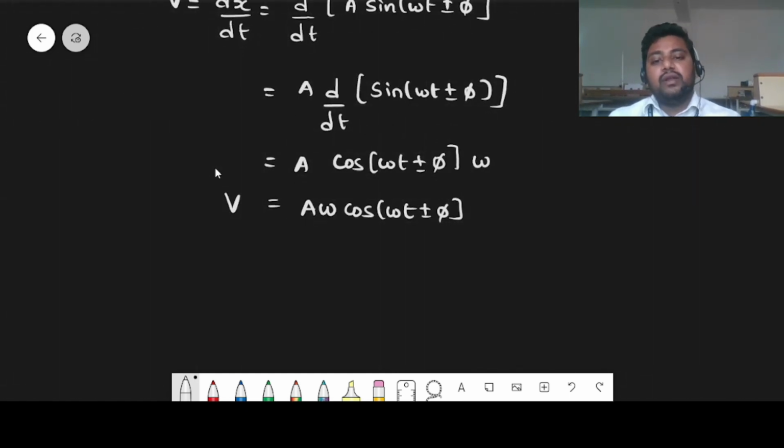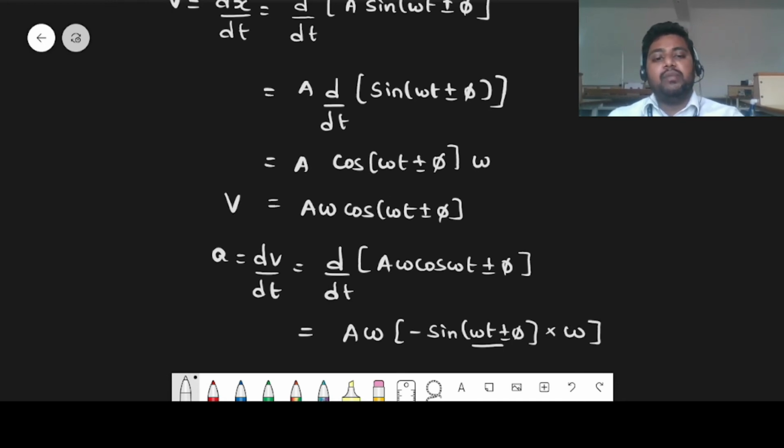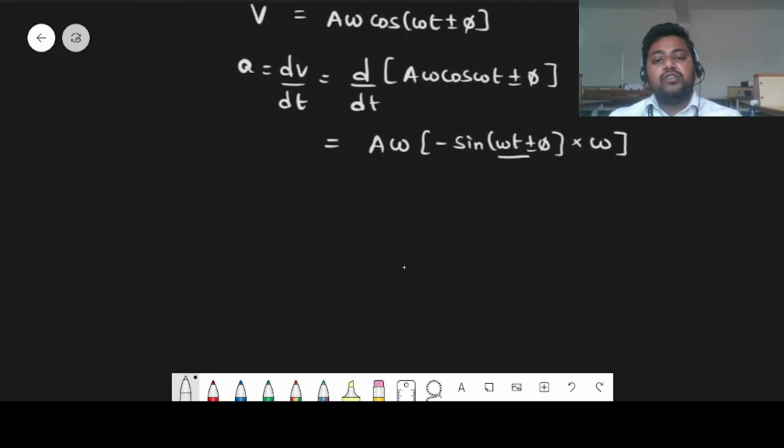If you are further trying to analyze the acceleration, acceleration is dv by dt. So if you are differentiating velocity with respect to time, a omega cos omega t plus or minus phi, a is constant, omega is constant, cos when differentiated will give you minus sine omega t plus or minus phi, and again differentiating omega t plus phi will give out omega. So the equation of acceleration can be written as minus of a omega square sine omega t plus or minus phi.